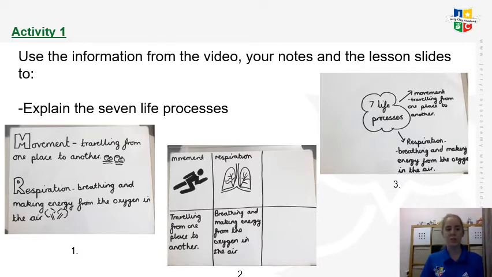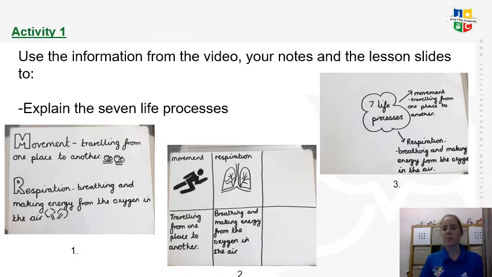Then I've gone to respiration, and then I've gone to sensitivity, and so on until all the life processes are complete. In example number 2, I've done it like a grid style. So at the top I've got the life processes, movement and respiration, a little picture underneath, and then at the bottom the explanations in the correct order.